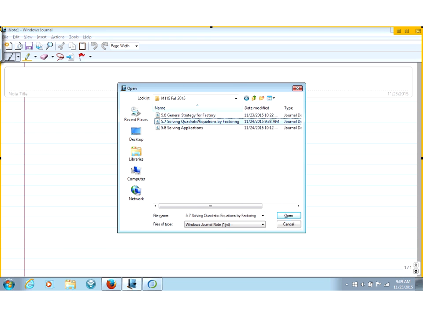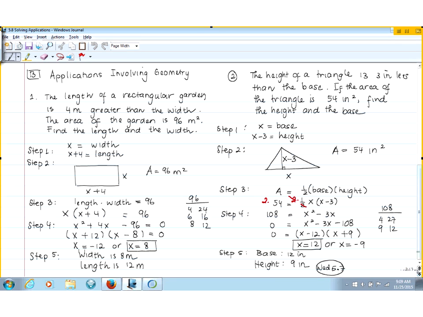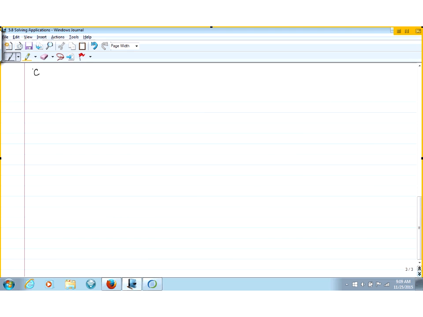All right. So we did this last time: applications involving geometry, applications involving numbers. And let's do the Pythagorean theorem.